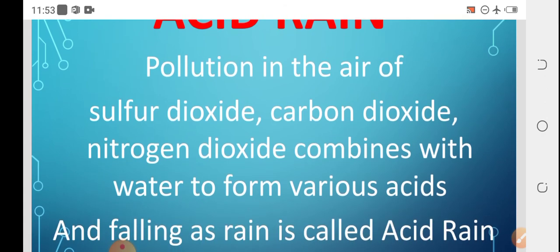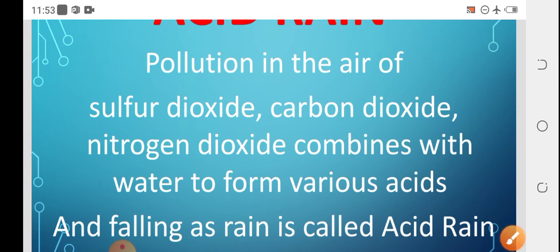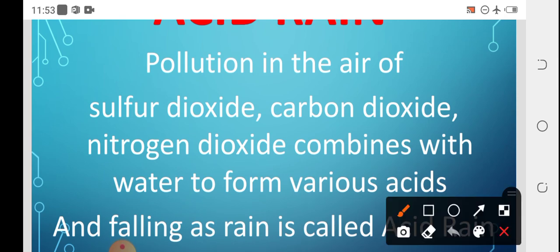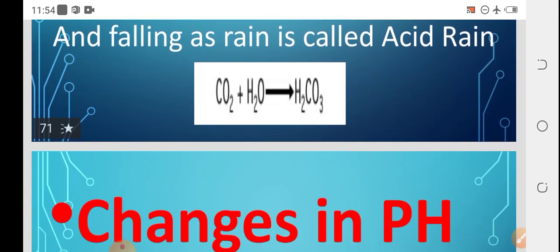Next one is about acid rain. Pollution in the air. Why does the pollution occur? Because sulfur dioxide, carbon dioxide and nitrogen dioxide combine with water to form various acids, and these fall in the form of rain, which is called acid rain. You can see carbon dioxide with water forms H2CO3.